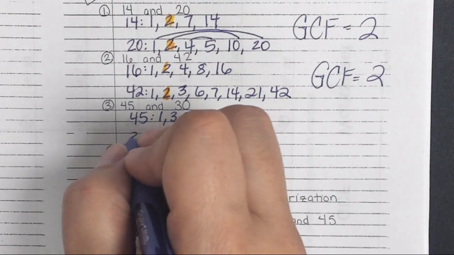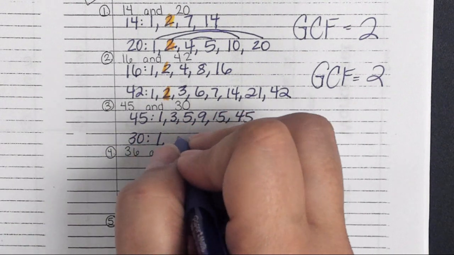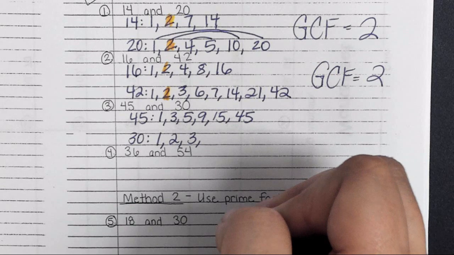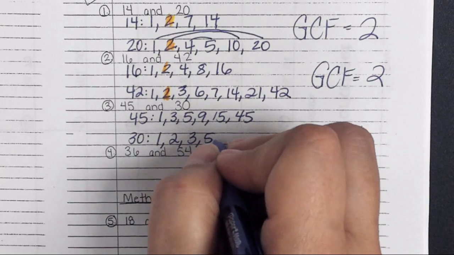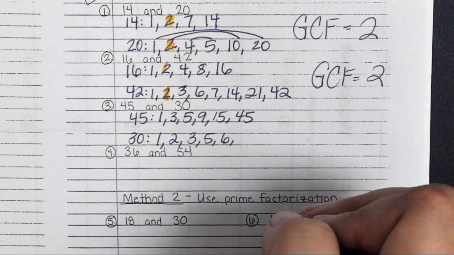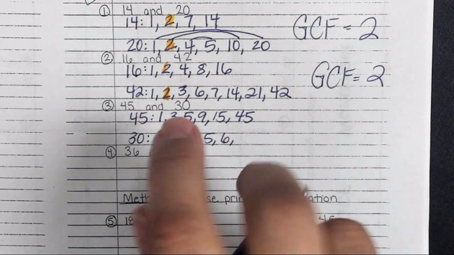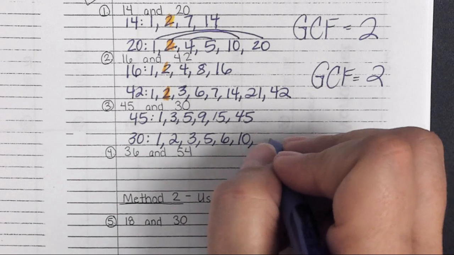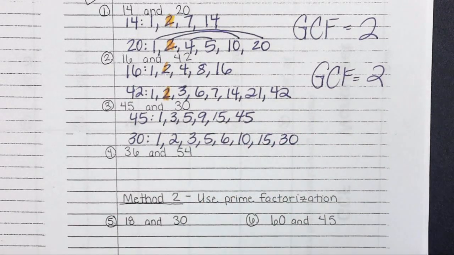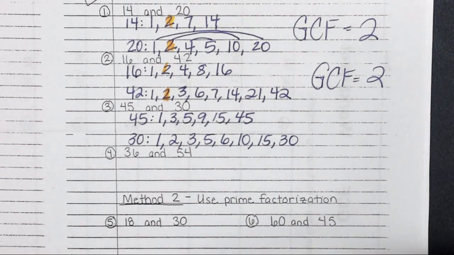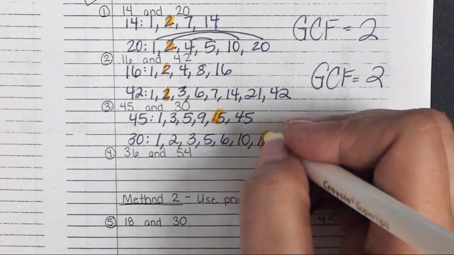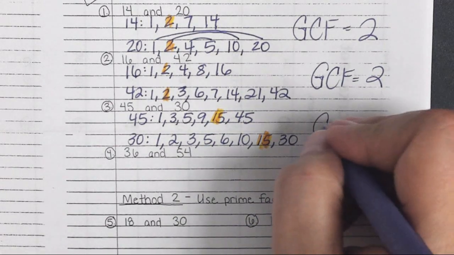Looking at 30. 1, 2, 3, 4, 5, 6, and 8. 3 times what? 10. And 2 times 15. And lastly 30. So what is my greatest common factor? 15. Very good. So again, you're just listing all of your factors and then finding the largest one that they share.